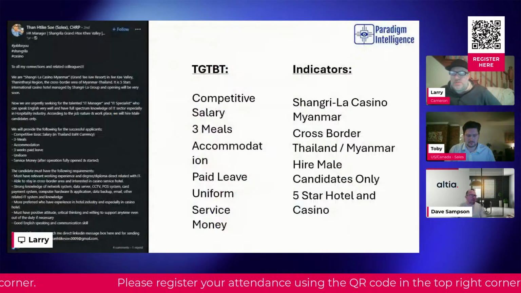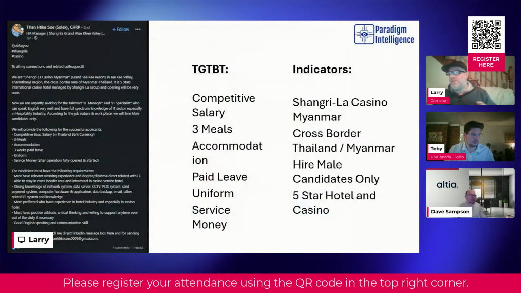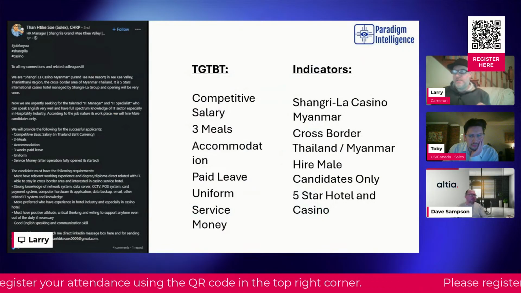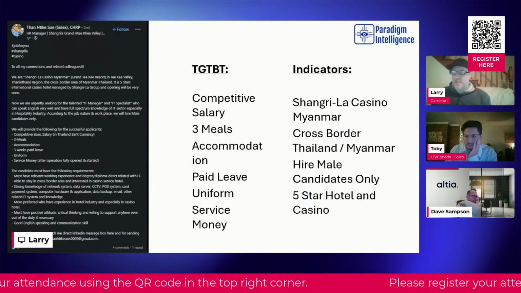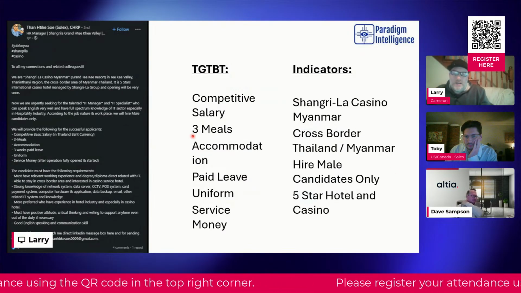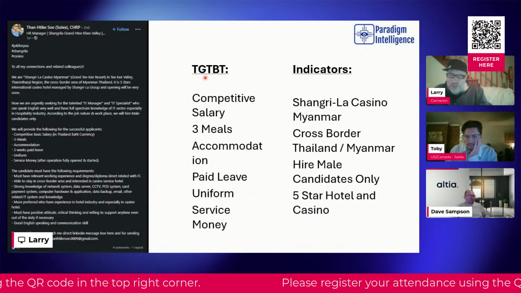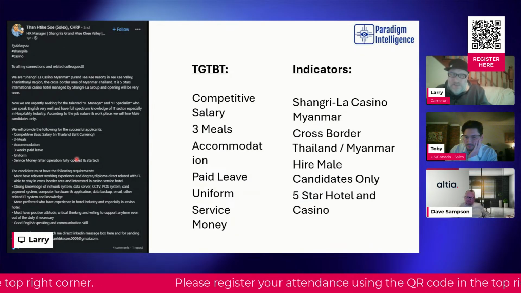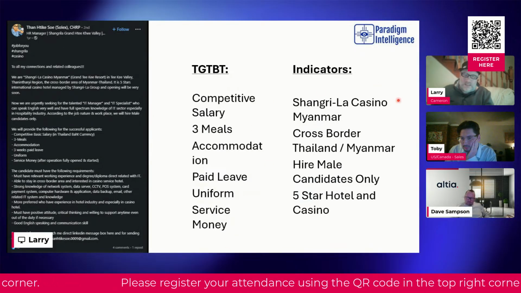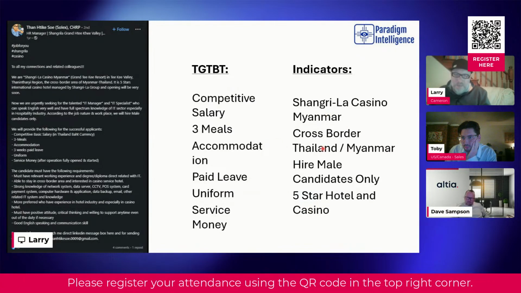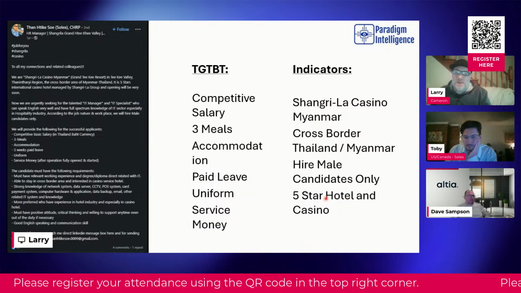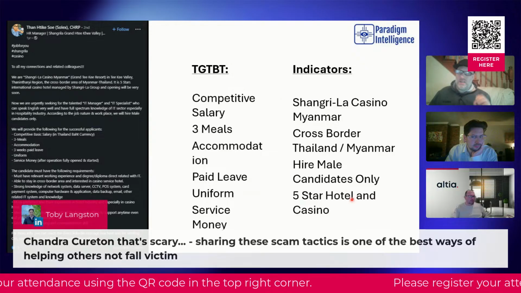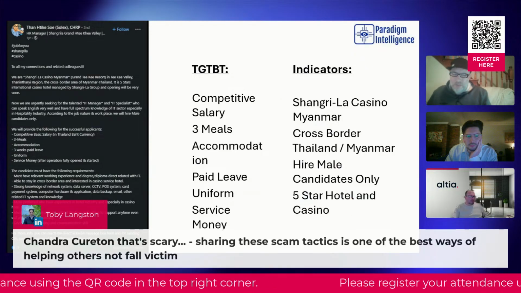What I was seeing on social media, all you have to do really is search Myanmar and casino. And this is 100% a job ad that you're going to get trafficked into. A lot of it is too good to be true. That's the GGTBT. This is an actual ad that I found. It was fairly easy to find, but the indicators, again: casino, Myanmar, cross-border, Thailand, Myanmar, hire male candidates only, 5-star hotel and casino. Any casino in Myanmar is not legitimate, and they will traffic you.